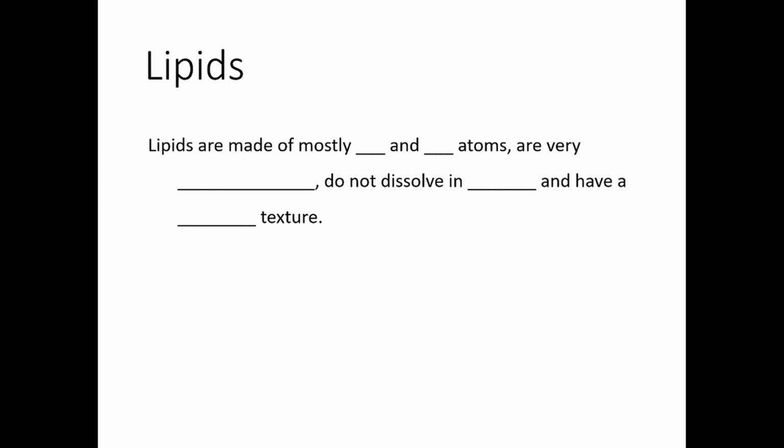Moving on to our next category, the lipids. Lipids are mainly carbon and hydrogen. Most of the molecules are going to be made up of those two elements. They're very energy dense, so you can pack a lot of energy in the bonds of lipids. One really important feature that is shared among all lipids is that they are not soluble in water, meaning they do not dissolve in water, and they have a greasy or oily kind of texture.